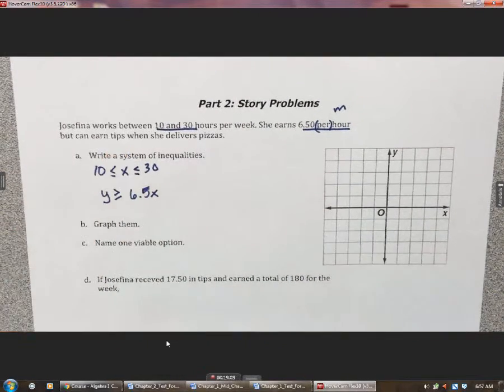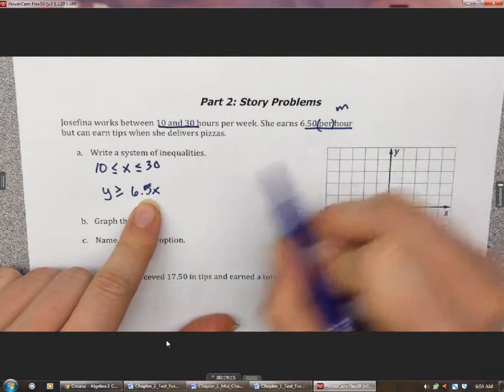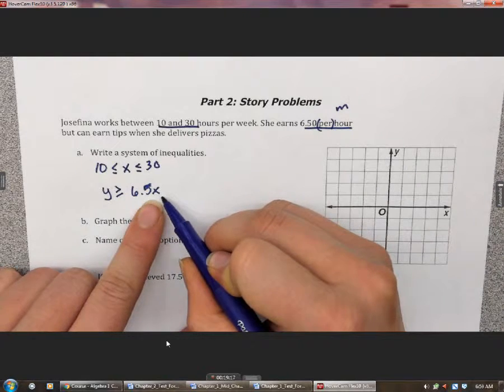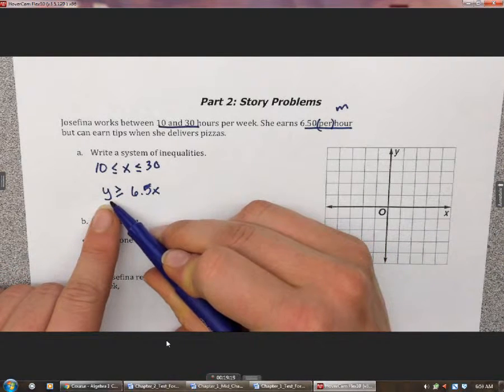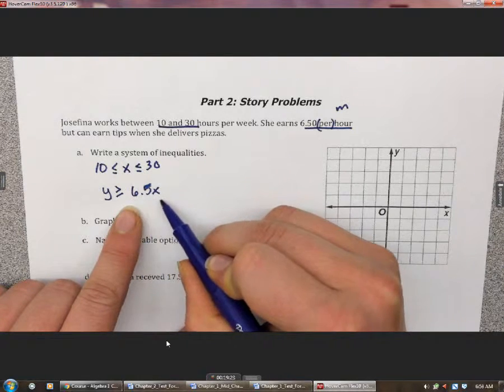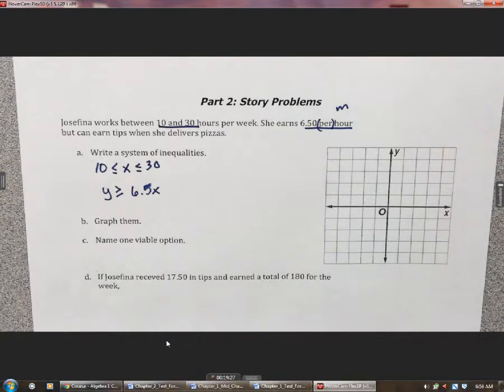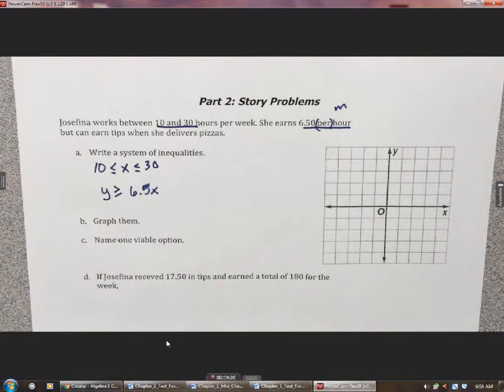We don't know how much money she's earning with the tips, so we just know that no matter what, she's going to make $6.50 per hour, 6.5x, and whatever she earns is going to be more than that. This is what she earns for each of her wages, and then she'll get extra money with tips. So that's how we're getting the greater than. We're not using another letter for the tips or anything like that. It's just how it is.